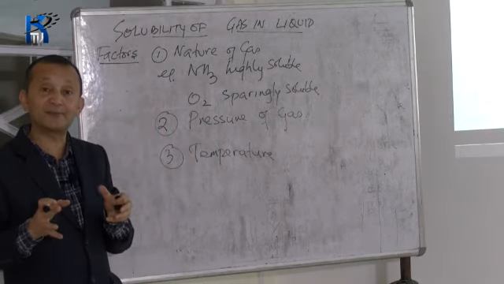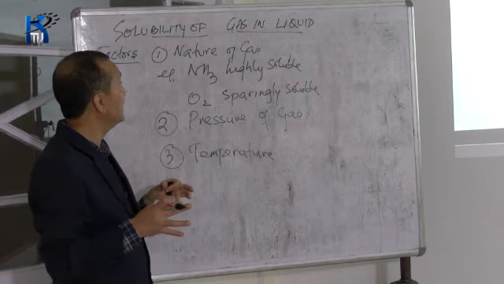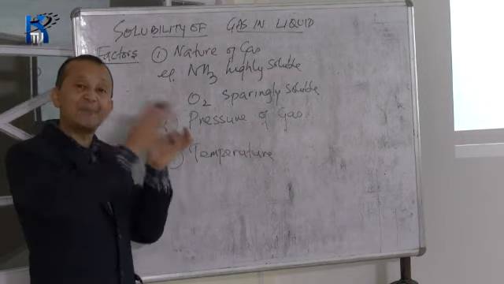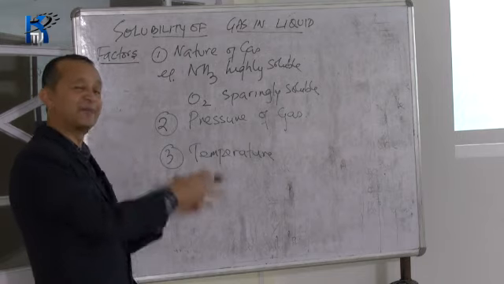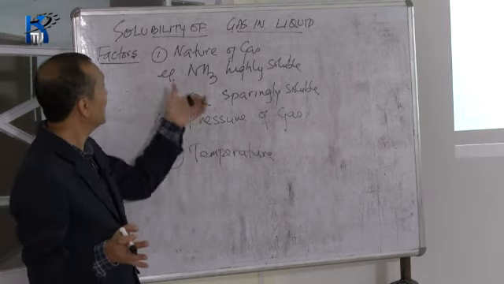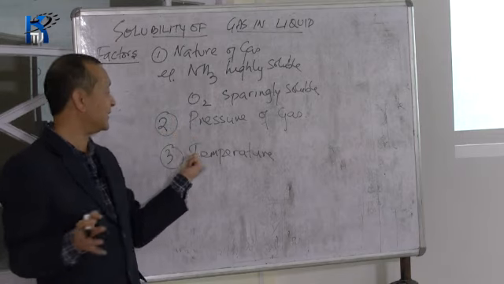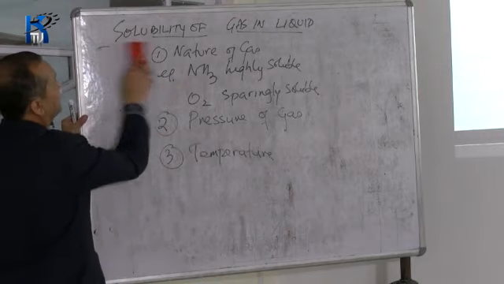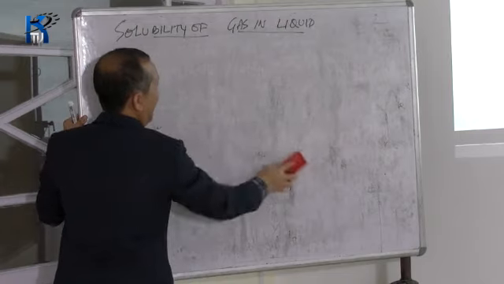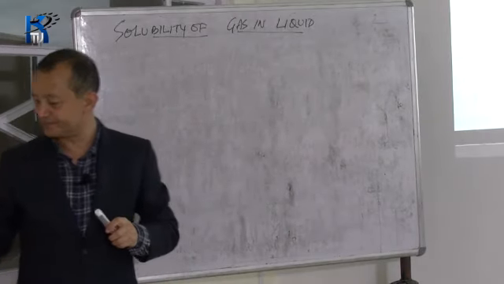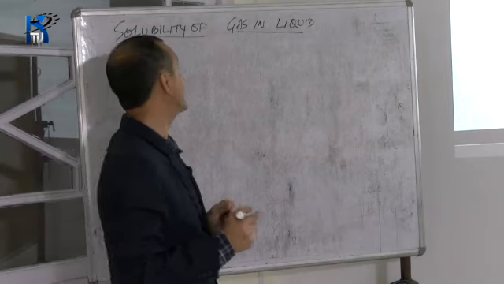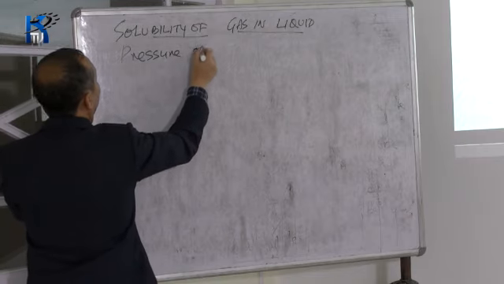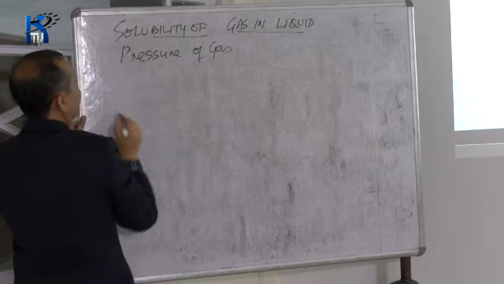What is the meaning of solubility of gas? The solubility of a gas in a liquid is how much gas has dissolved in that liquid: how many grams of gas in 1 liter of that liquid. So the second factor is the pressure of the gas, and the third factor is the temperature of the gas. I will drop this and take up the pressure of the gas, and in this topic you will come across one important law known as Henry's law.